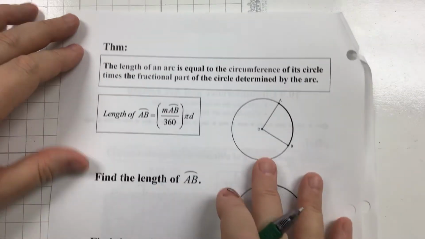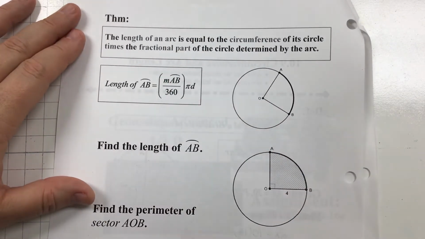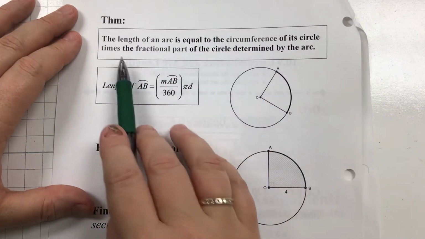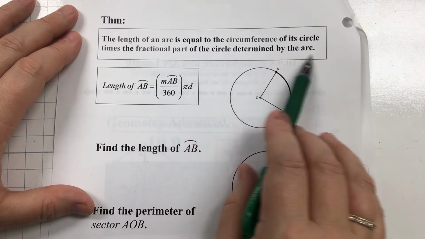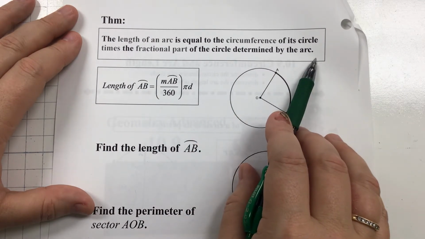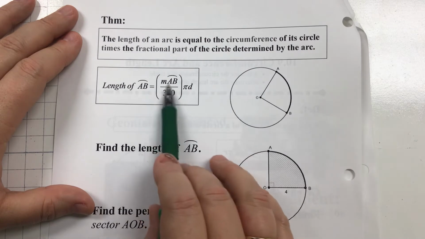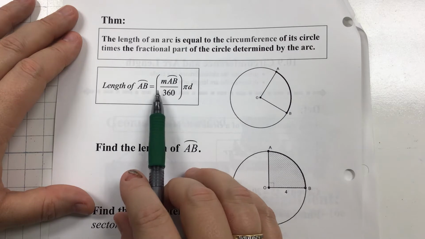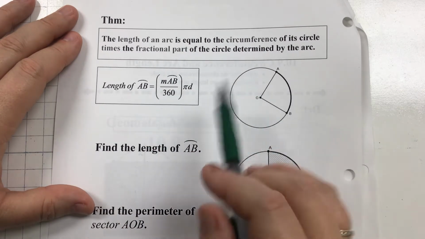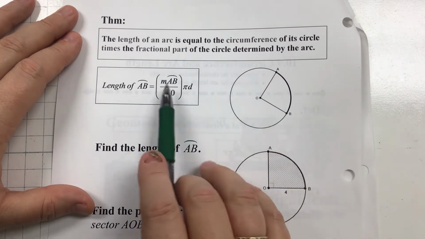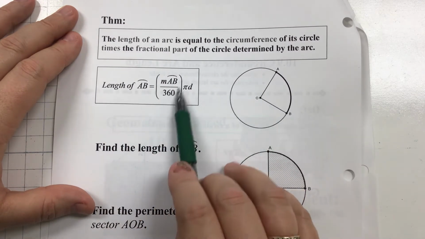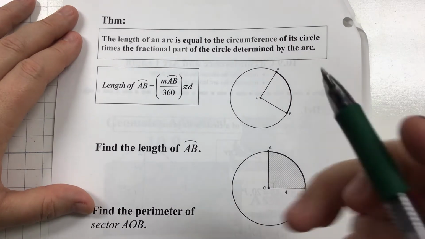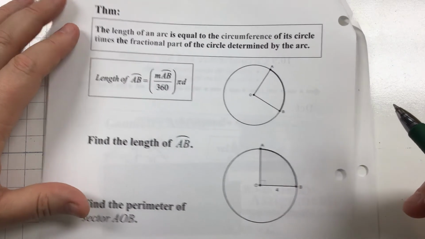Continuing on here, our theorem for today is the length of an arc is equal to the circumference of its circle times the fractional part of the circle determined by the arc. So basically, and we've talked about this before, it's a fraction of the circumference. Okay, a circle is 360 degrees all the way around, so I'm going to put my arc over 360 and multiply that by the circumference. Pi times diameter, or you could do 2 pi times the radius. It's completely up to you.